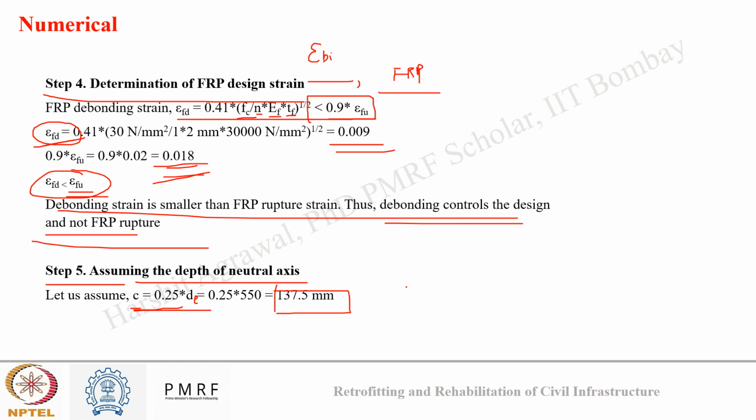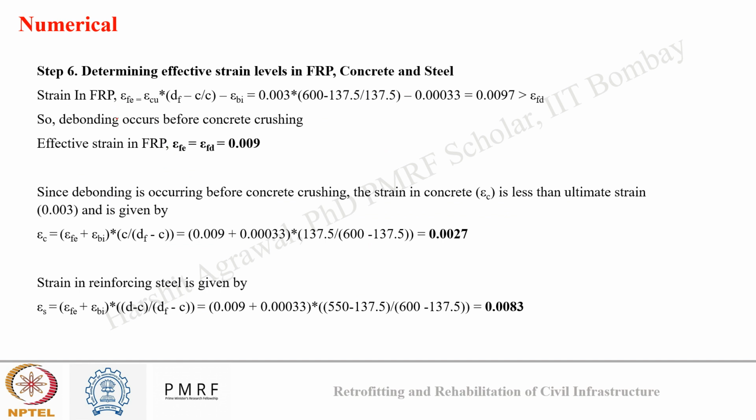You can choose 120 mm, you can choose 130 mm. We will see later on how we will check whether the choice is correct or not. So I have assumed the depth as 137.5 mm in my case. Now the next step is to determine the moment capacity. But before that we need to calculate the stress in FRP, stress in concrete, and stress in steel. So for calculating the stress in FRP, we need to know the effective strain in FRP.